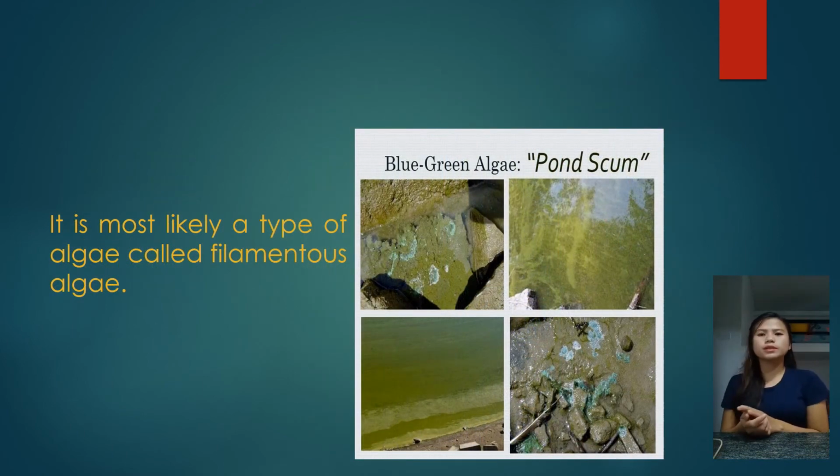This picture is the pond scum. As what you can see is the pond scum. It is more likely a type of algae called filamentous algae, also known as pond scum or moss. This type of algae can form dense, hair-like mats on the water's surface.